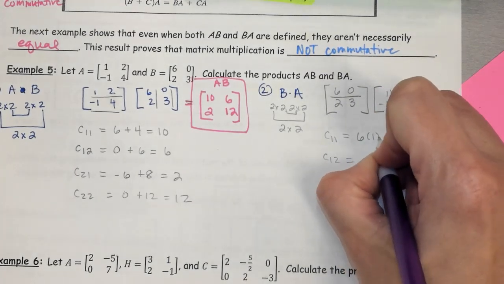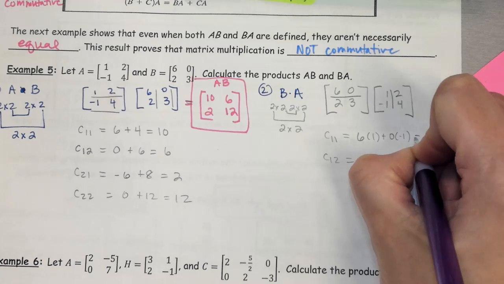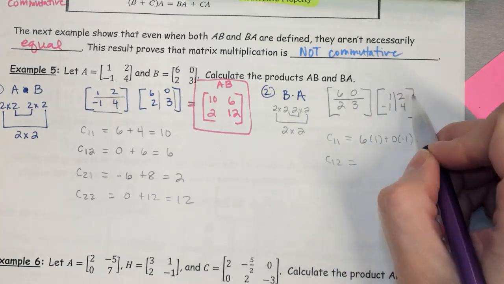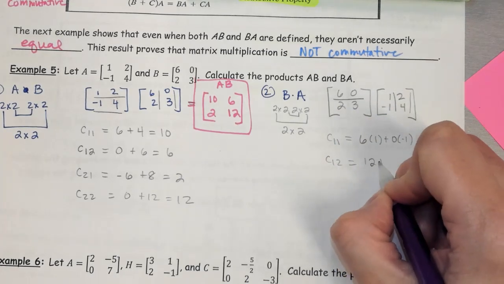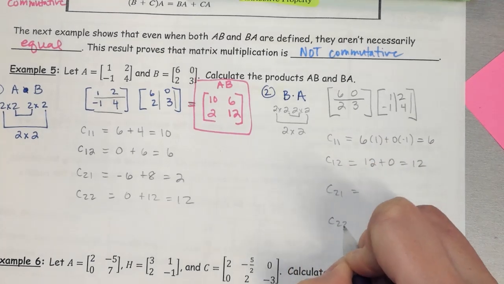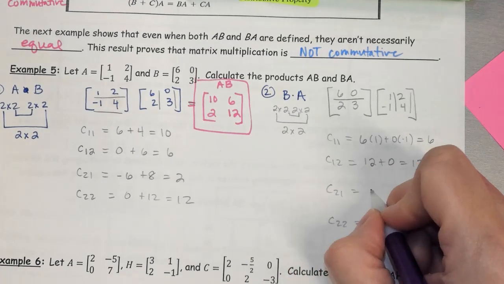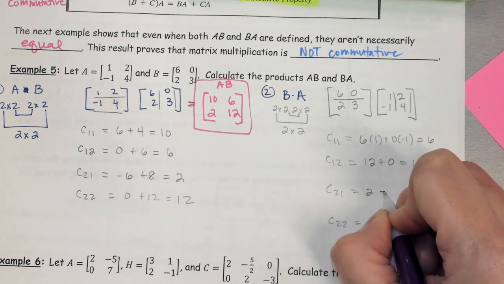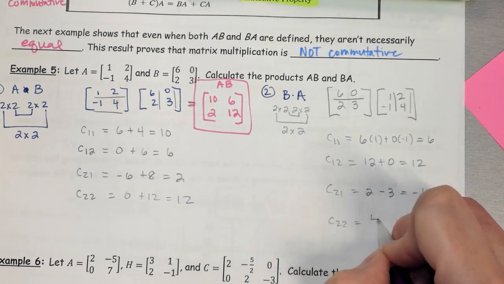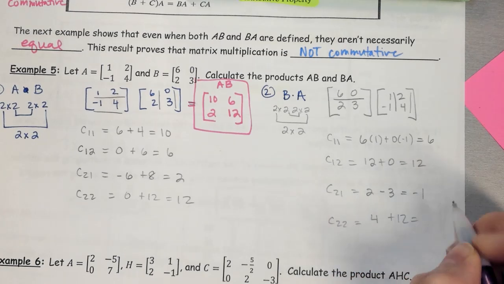Okay, so 6 times 1 plus 0 times negative 1. So we should get 6. Okay, and then we have 6 times 2, which is 12, plus 0. And then second row, first column. Once you get in the groove, I feel like it goes quicker. But sometimes getting into the groove just takes some brain power.